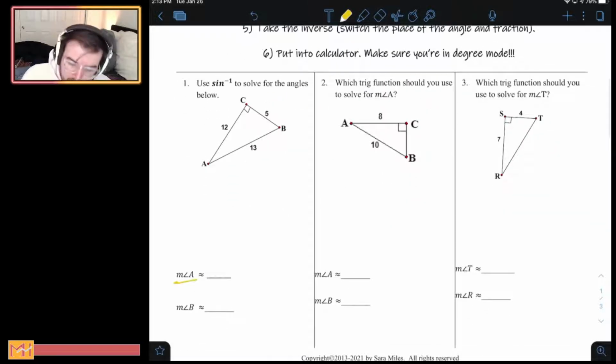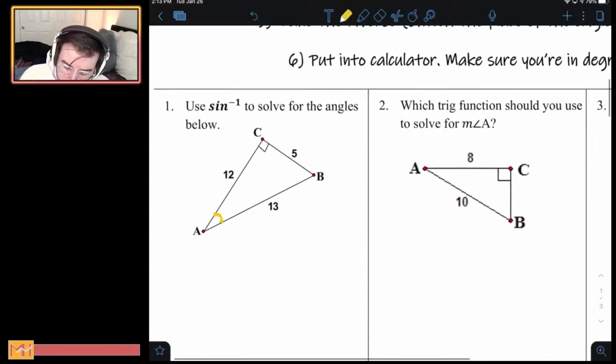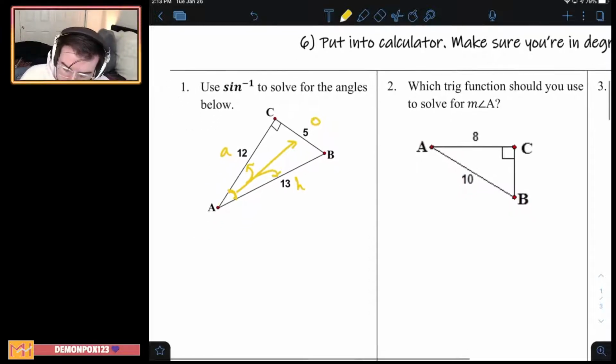Let's say we want to solve for angle A. All right, mark your angle. Here is angle A. All right, let's label our guys here. This right here is the opposite. This right here is the adjacent, and this right here is the hypotenuse. Opposite, adjacent, hypotenuse. So I know all three sides. So which trig function do I use? It doesn't matter. So let's use sine.